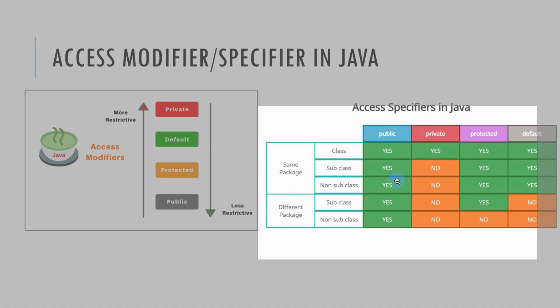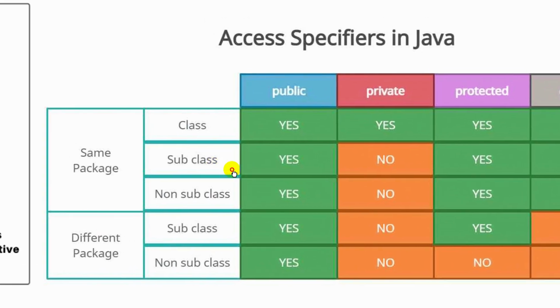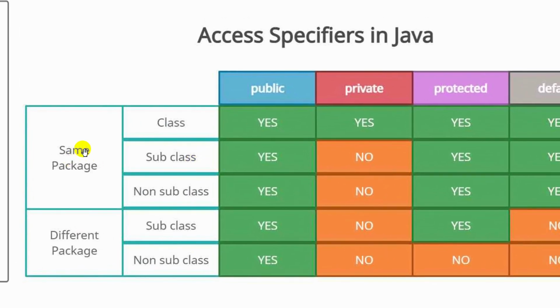So in terms of access specifiers in Java, you can look at two perspectives: same package and different package. It means that you create classes in different folders. Okay? Folder A, folder B, you create two classes.